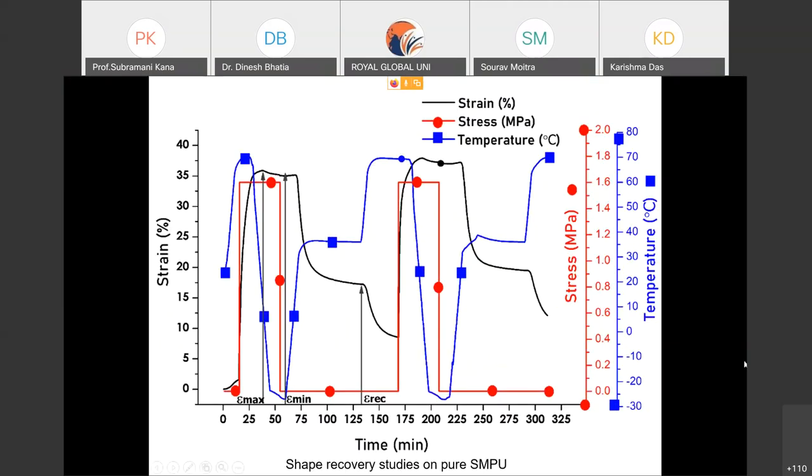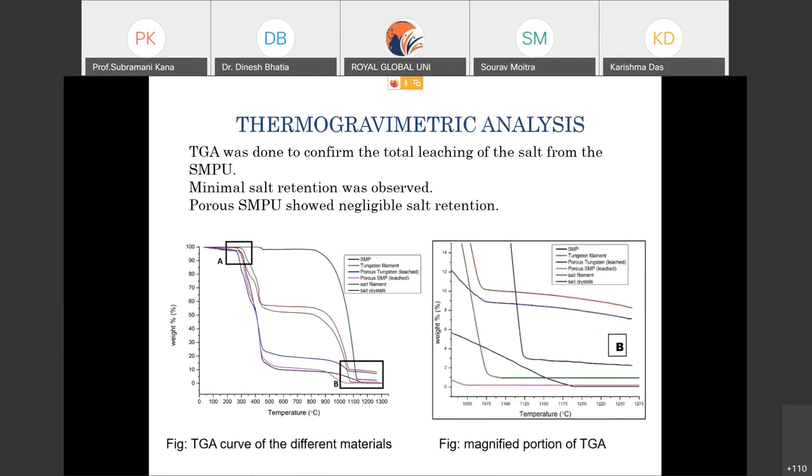Okay, this is the shape memory, and from here you are able to get shape recovery and shape fixity also. This is something we have studied, how long it can remain stable during the processing. And once you are adding the porogens, whether any porogens are left or not, we can see from the thermogravimetric study also.